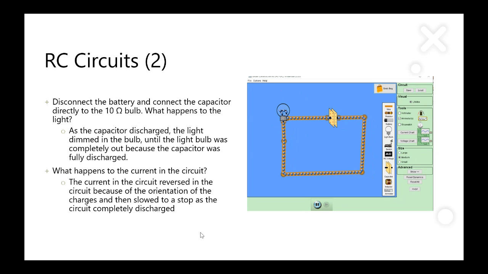When you disconnect the battery and connect the capacitor directly to the 10 ohm bulb, what happens to the light? As the capacitor discharged, the light dimmed in the bulb until the light bulb was completely out because the capacitor was fully discharged. What happens to the current in the circuit? The current in the circuit reversed because of the orientation of the charges and then slowed to a stop as the circuit completely discharged.